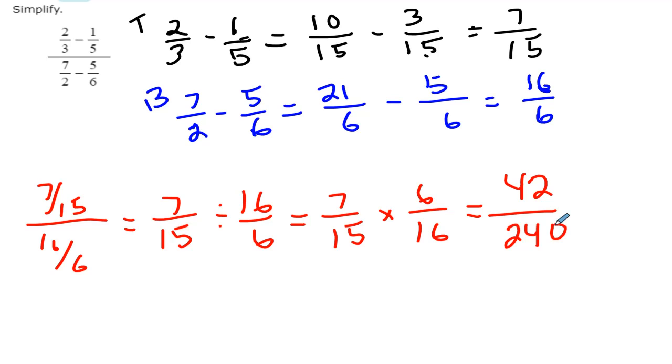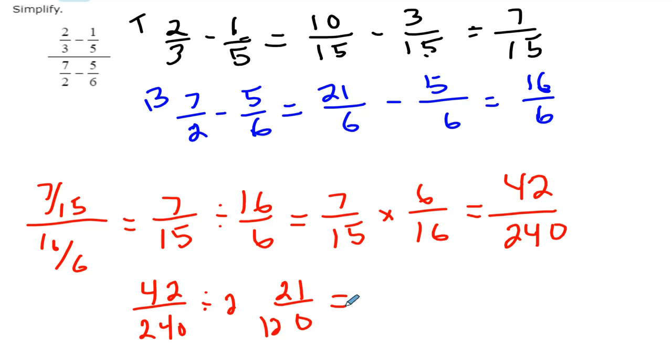Now, I'm going to have to reduce that. So the 42 over the 240, I can divide them both by 2. So I have 21 over 120. And then I'm going to be able to divide that by 3. And I'm going to get 7 over 40, which is my final answer. So do make sure you reduce your fraction at the end to get the final answer.